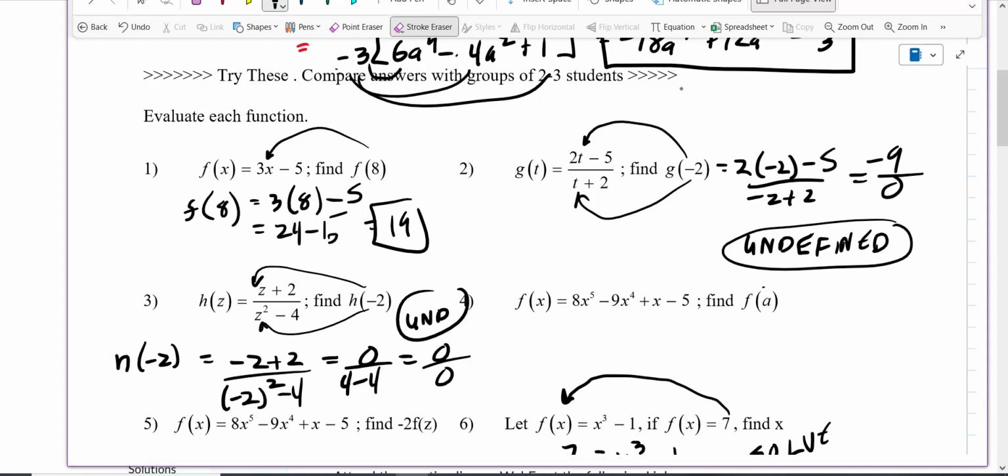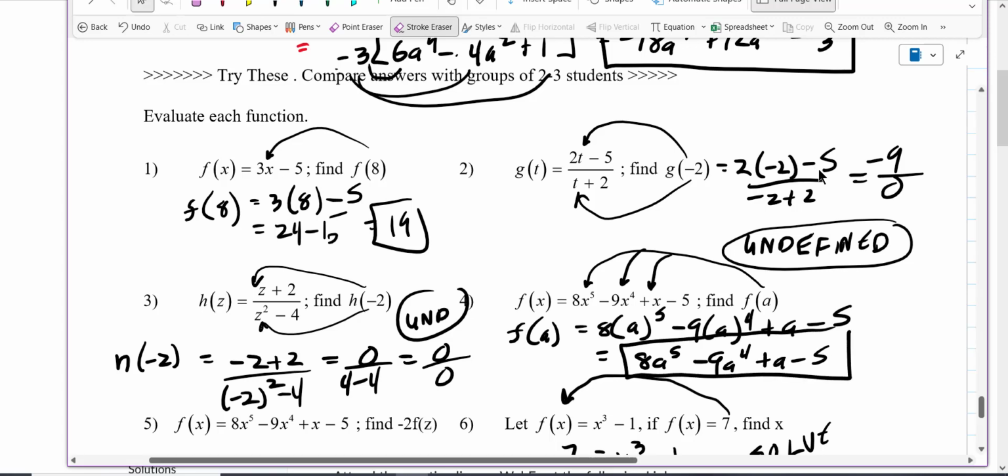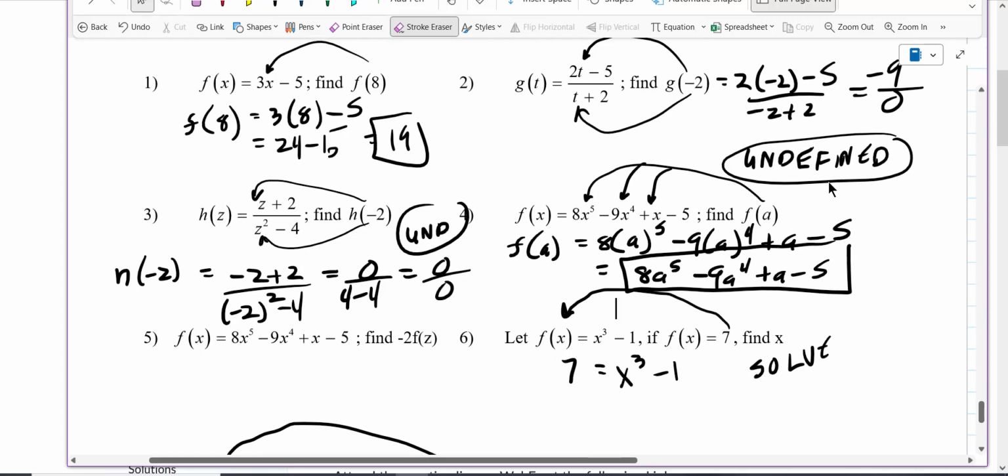Same thing happens on the next one. Everywhere you see an x, you're simply going to change all those x's to a, okay? And you can do this one in your head. You just have 8 times a to the 5th minus 9 times a to the 4th plus a minus 5. Okay, now you don't have to write it with those parentheses. The best way to write this answer is just simply 8a to the 5th minus 9a to the 4th plus a minus 5. Okay, that's what you should have come up with on that one. That's just really changing a variable. That's all that we're doing with that. Okay, are we okay so far?